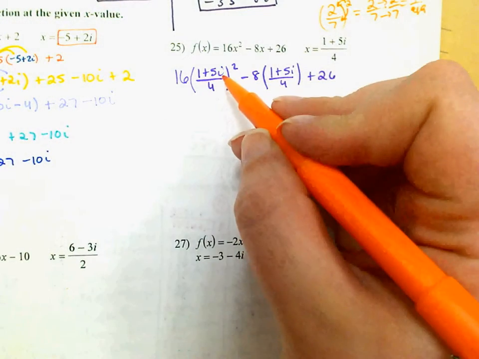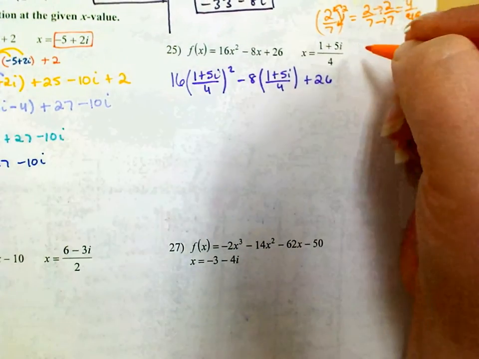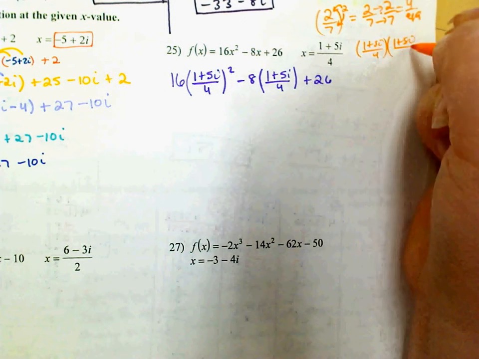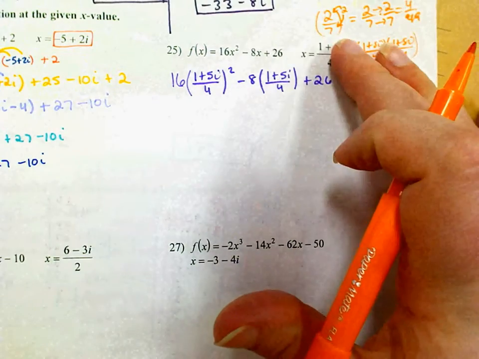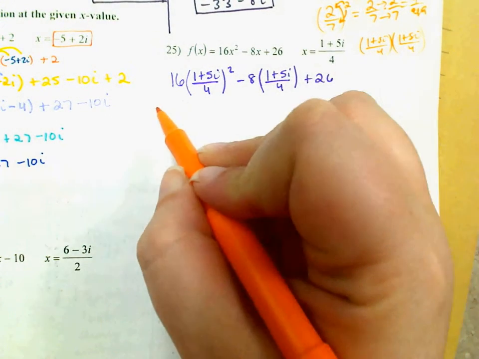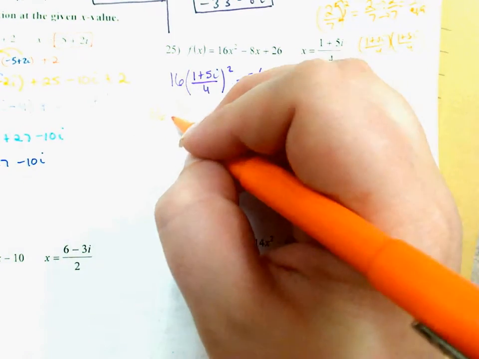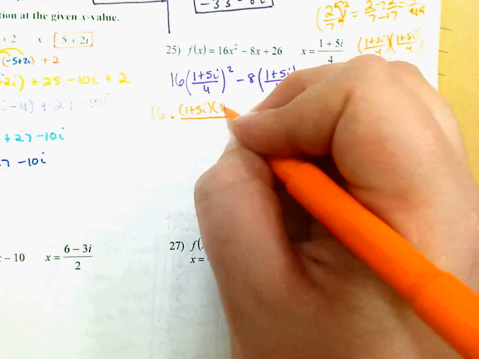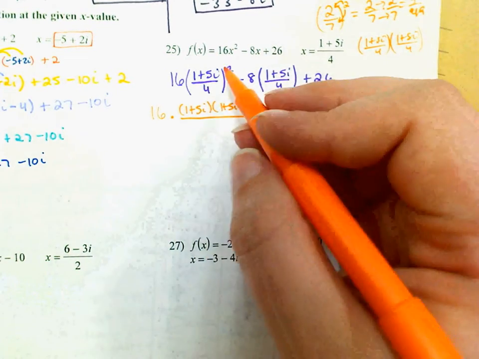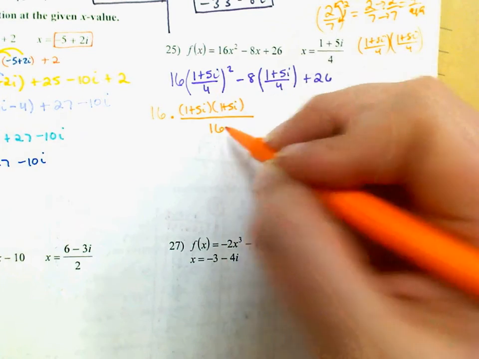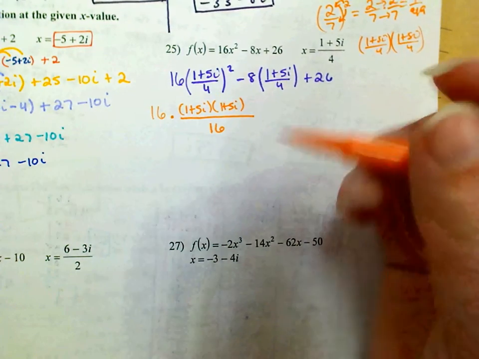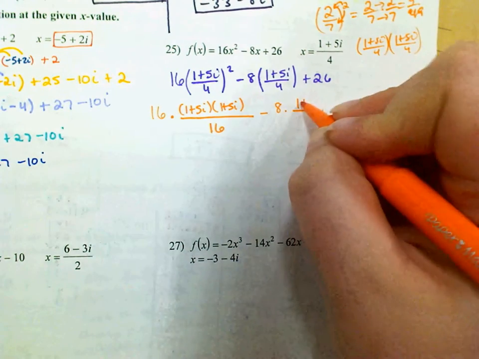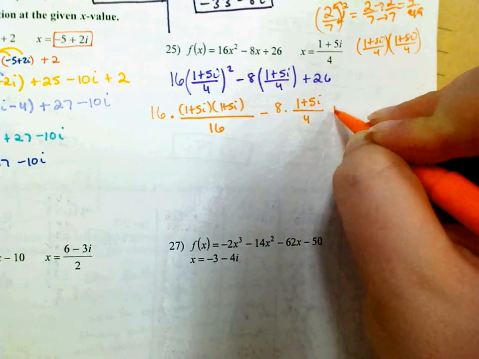or to think of it as multiplying this times itself. And so if you wanted to write out 1 plus 5i divided by 4 times 1 plus 5i divided by 4, that's perfectly fine. That is equivalent. I'm going to think of it like this. 16 times. Now if I square the numerator, that means 1 plus 5i times 1 plus 5i. And then if I square the denominator, I get 4 squared, which is 16. Okay? And then I have minus 8 times, and I'm just going to think of it as 1 plus 5i divided by 4, and then plus 26. I just dropped the parentheses on that one.